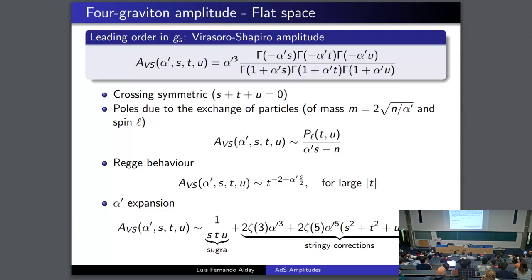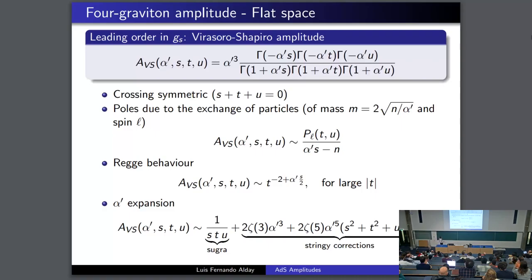Now, remember that I told you that alpha prime is the size of the strings, so that when alpha prime goes to 0, you get the supergravity result, 1 over STU, and then, in addition, you have a tower of string theory corrections, which is zeta 3, zeta 5, and so on, okay? And here, we have always a polynomial, of degree 0, degree 2, and so on in the variables S, T, and U, okay, by dimensional analysis.